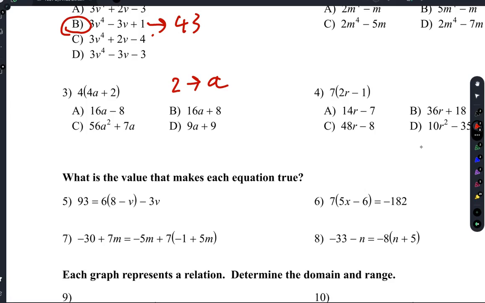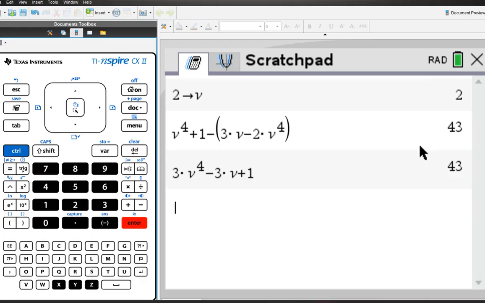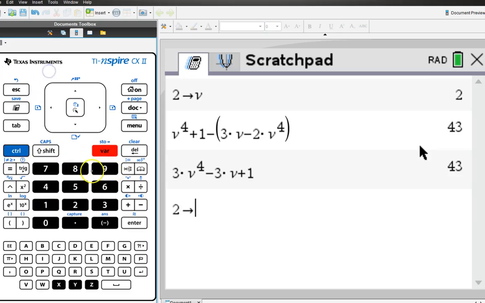So I'm going to go to the calculator, and I'm going to store 2 as A, hit enter, and then I'm going to type in 4 parentheses 4A plus 2, close parentheses, hit enter, and I get 40. So I know one of my answer choices is going to be 40, and just randomly start picking. 4 times 4 is 16, and 4 times 2 is 8, so it's going to be choice B probably.